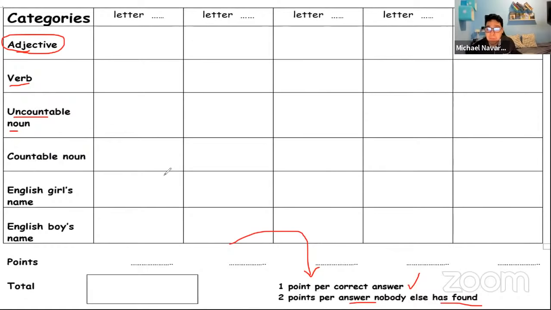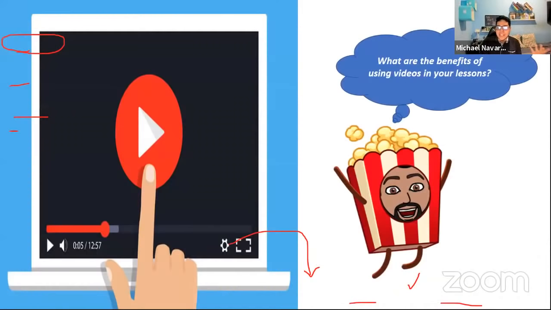Let's see. What else can we include? Okay. I would like to move on here. Somebody also mentioned teacher, videos can be amazing, can be of great help, right? So in this case, I have a question for you. What are the benefits of using videos in your lessons? Can you please provide me with some feedback? What are the benefits of using videos in your lessons? Why should we use videos in class?